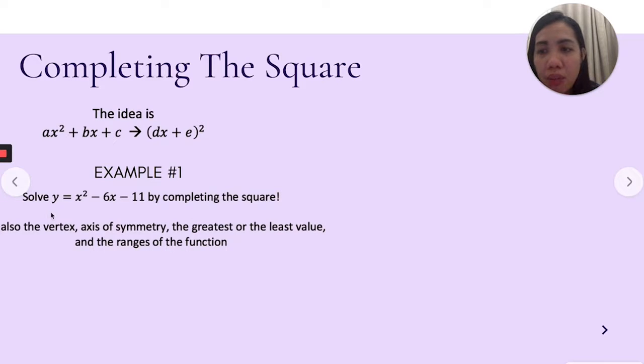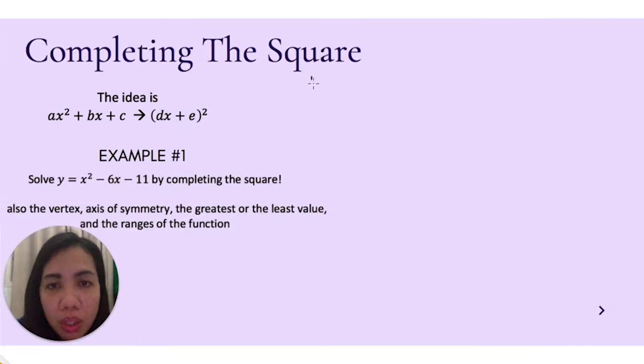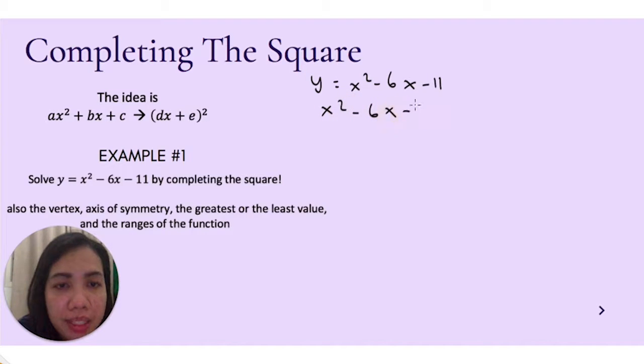Okay, let's see this example. Example 1, solve this by completing the square, and after that find also the vertex, axis of symmetry, the greatest or the least value, and the ranges of the function. Okay, let's see this together. y equals 2x squared minus 6x minus 11. Okay, the first thing first, we need to change this y into 0. So x squared minus 6x minus 11 equals to 0.